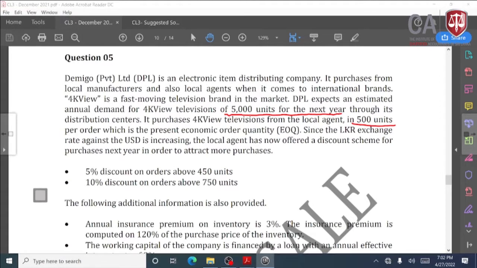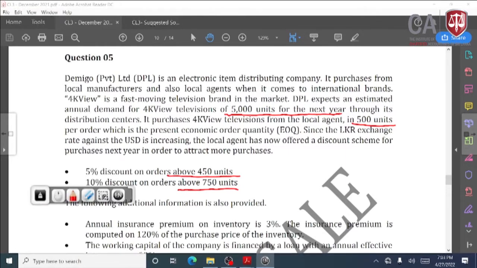5% discount on orders above 450 units. If you order more than 450 units, you will get a 5% discount. You are entitled to a 10% discount on orders above 750 units. If you order more than 750 units, then you are entitled to a 10% discount. The following additional information is also provided. We will see what they are.